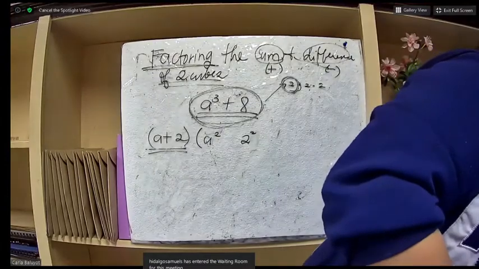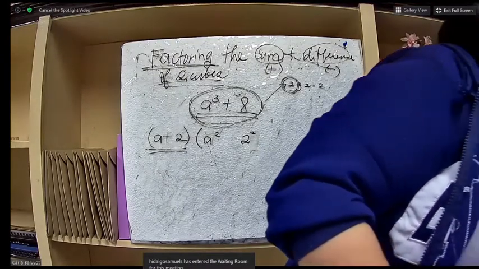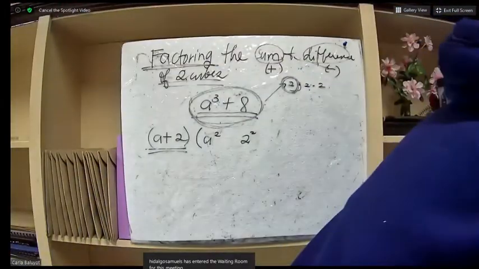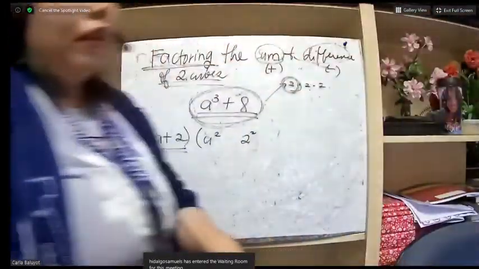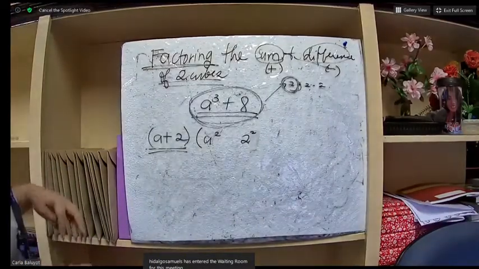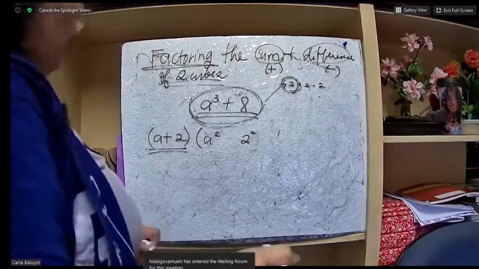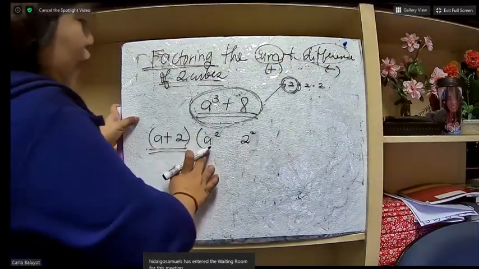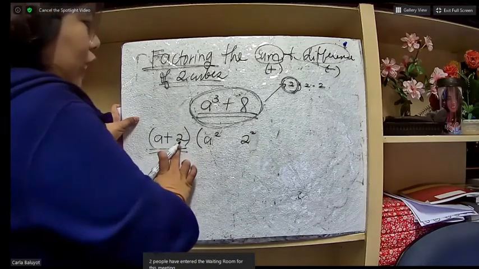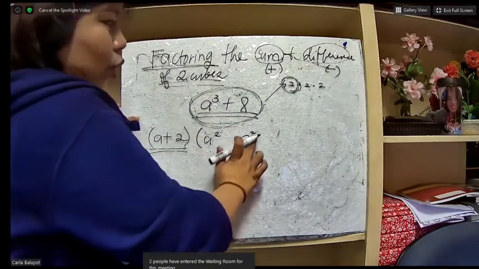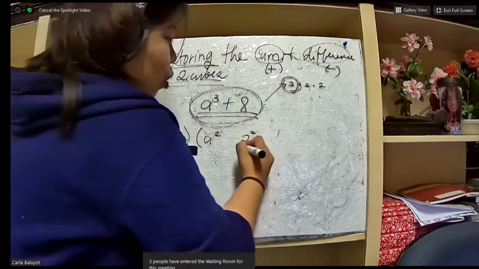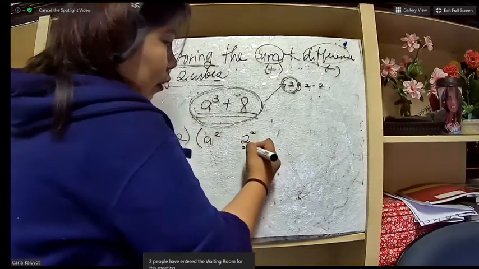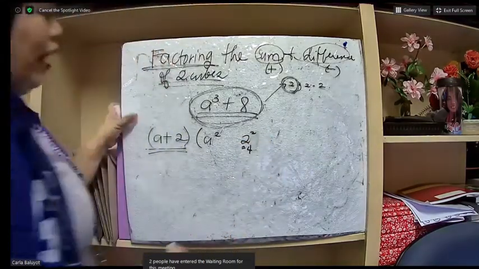Ano ba sabi sa books ninyo? Page 14. Pakitingnan nyo nga yung page 14 natin. So, anong gagawin? Square the first term for the first term. Then, square the second term for the third term. So, 2 squared is equal to 4. Okay, next.